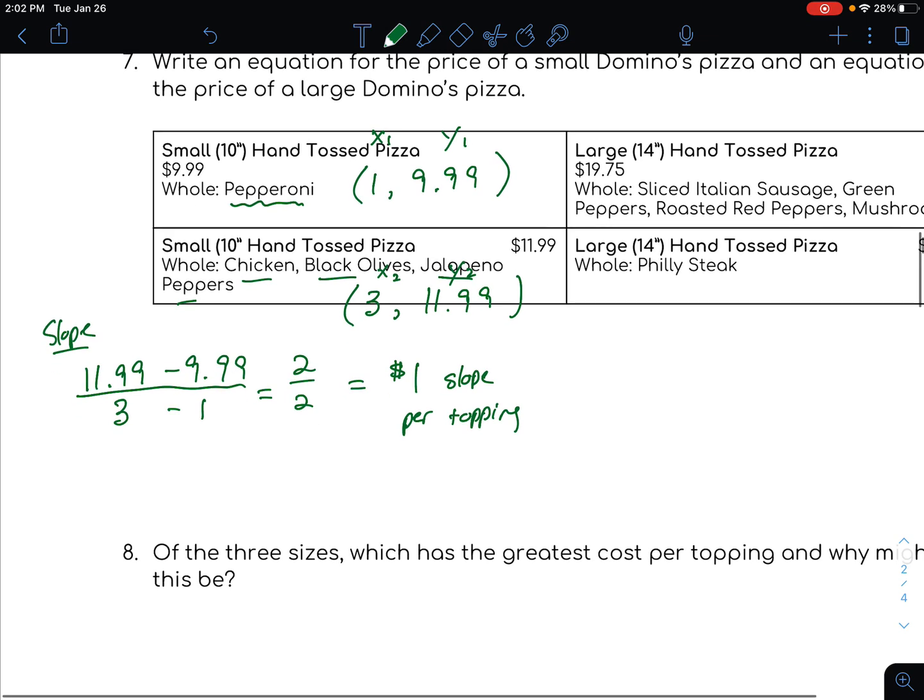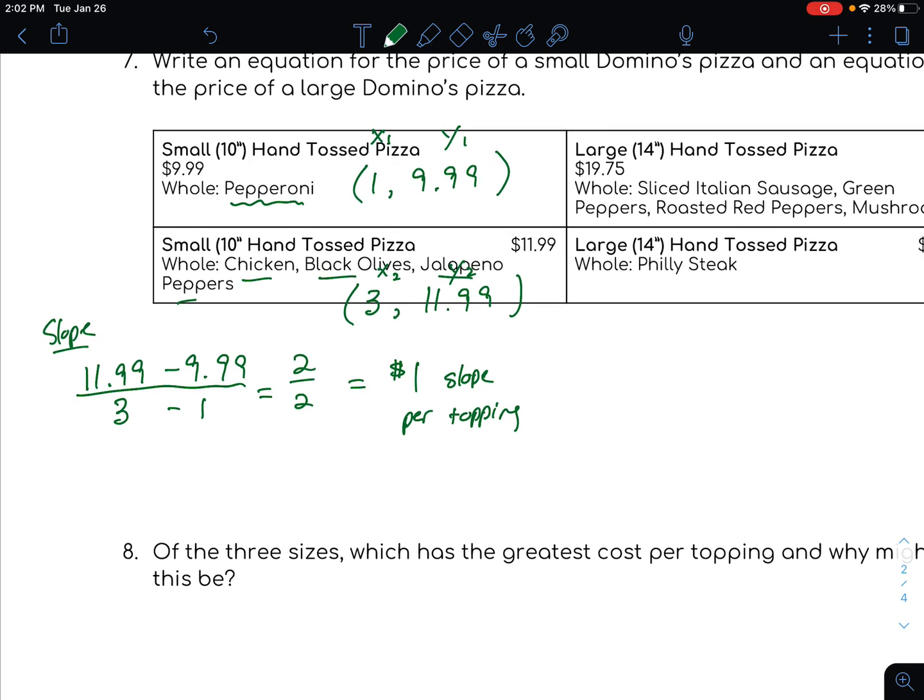And let's see, if I was doing my y-intercept, well, if I had a 1 topping pizza that was $9.99, and I want to know for 0 toppings how much it would be, let's just take off 1 topping at $1 per topping. If we take off that $1 topping, that leaves us with $8.99 for our cheese pizza. And this is like our y-intercept.